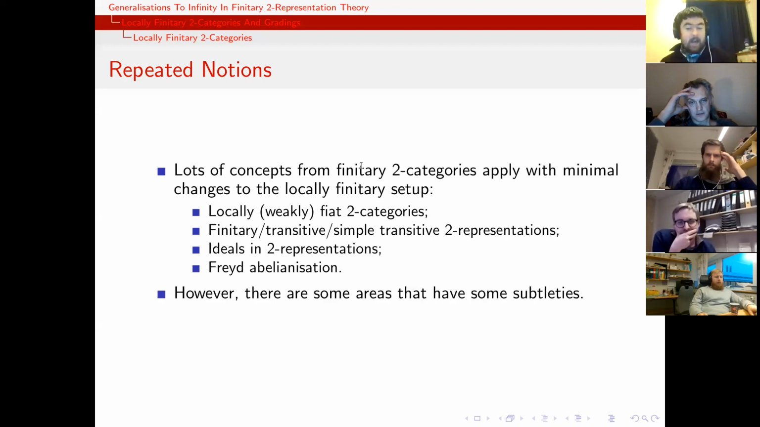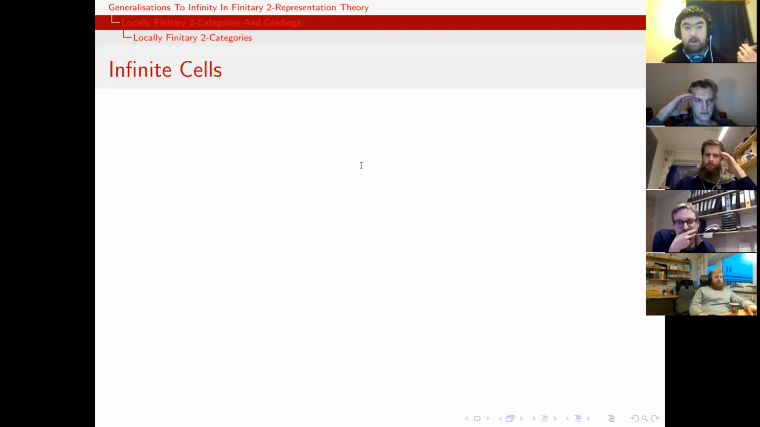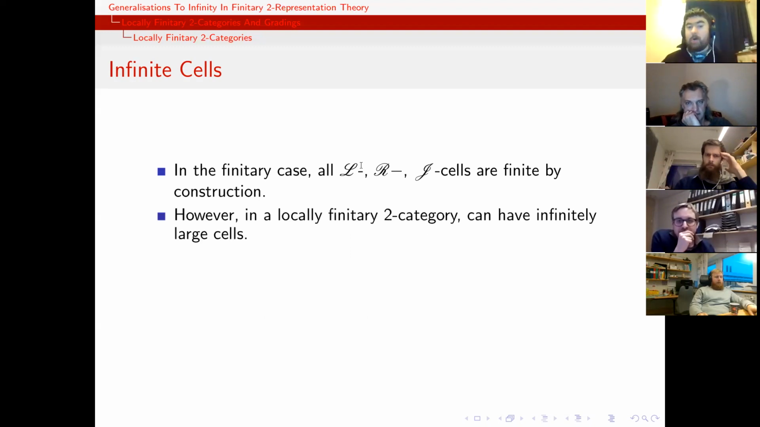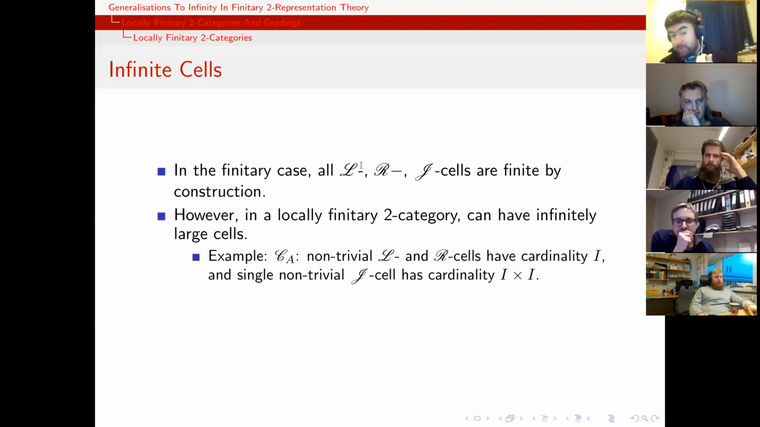However, there are some areas that have some subtleties. The most prominent of these is when we are thinking about cells in the two category. In the finitary case, each hom category has finitely many isomorphism classes of indecomposable one morphisms, and there are finitely many objects, so there are finitely many hom categories. So by construction, all left, right, and two-sided cells have to be finite. They are all subsets of a finite set. However, in the locally finitary two category, we can potentially have infinitely large cells. As a specific example, for C_A, non-trivial left and right cells have cardinality I, so the number of objects, and the single non-trivial J cell has cardinality I cross I.